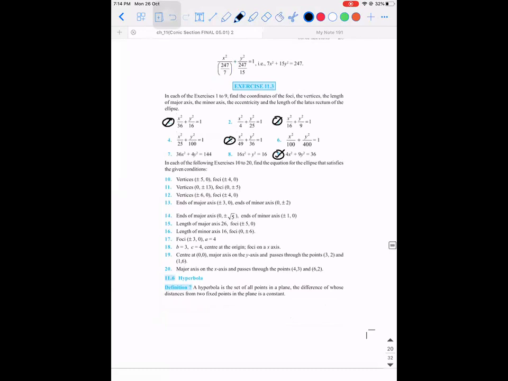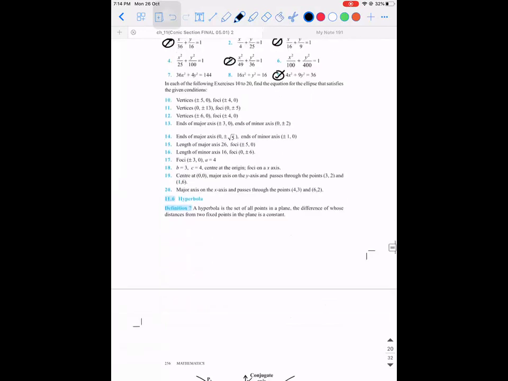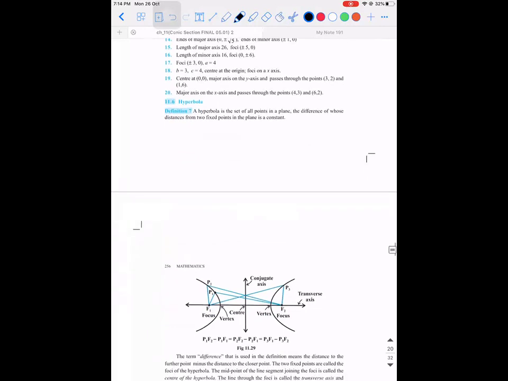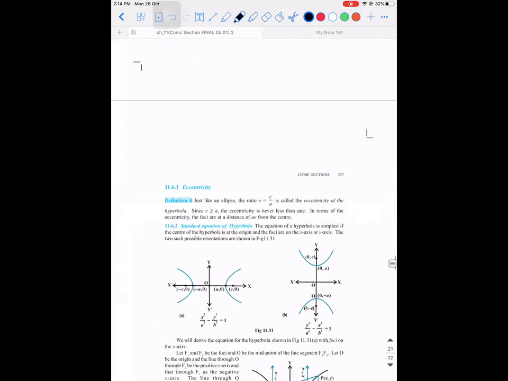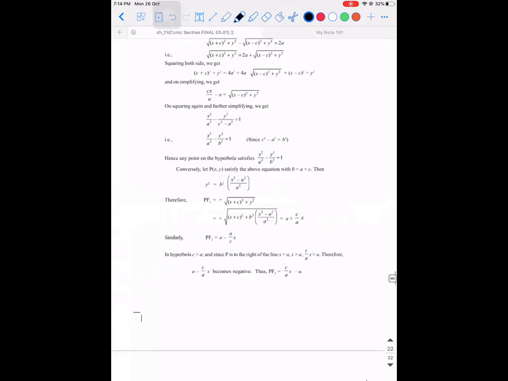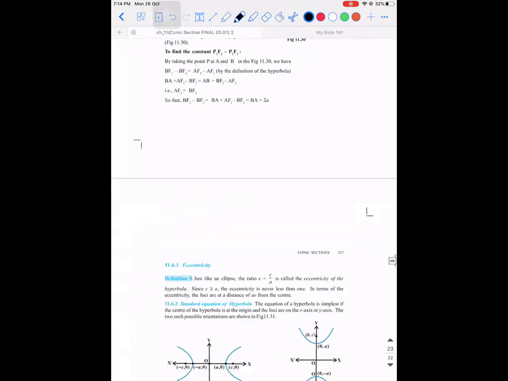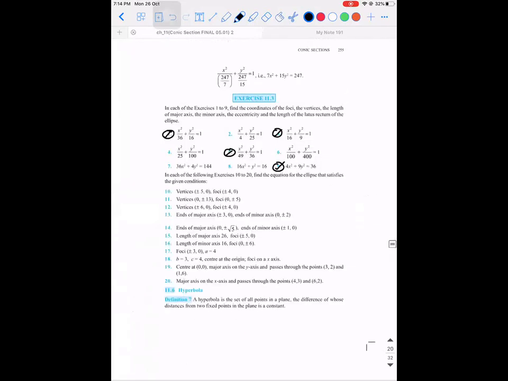So that's it for today. In tomorrow's class, we'll complete ellipse and hyperbola. For hyperbola, I'm not going to show you the derivation. I'll just tell you all the important points and how to handle the problems. With that, this chapter will be over this week.